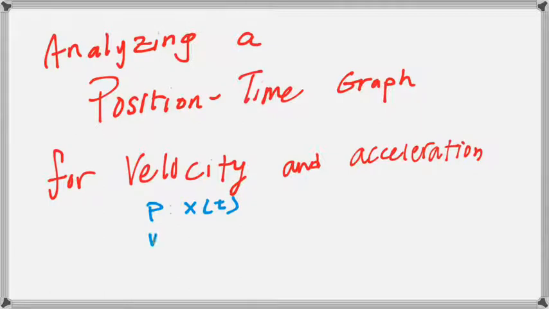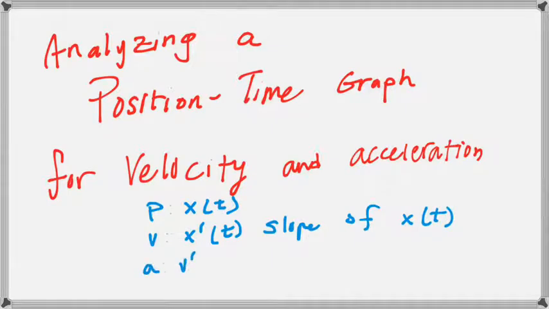Velocity is defined as the rate of change of position, so the position's derivative. And the rate of change is often interpreted as slope. So this can be interpreted as the slope of the position graph. Acceleration is the rate of change of velocity, so velocity's derivative, or in turn, the second derivative of position.